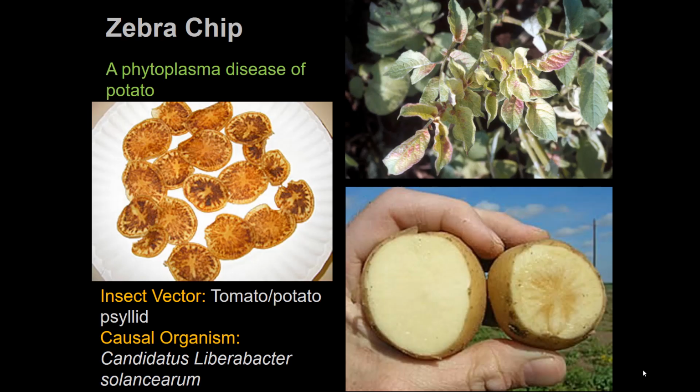One more recent thing that's associated with the potato psyllid is that it has been found to transmit a pathogen that's a kind of bacterium known as a phytoplasma. And the disease that it can transmit produces a condition called zebra chip. So in this case, the condition is a problem on potatoes. The insect vector is this tomato-potato psyllid. The causal organism is something called Candidatus Liberibacter solanacearum. But the way it gets into a plant is a psyllid. This psyllid feeds on an infected plant, moves to a healthy plant, and introduces the pathogen into that.